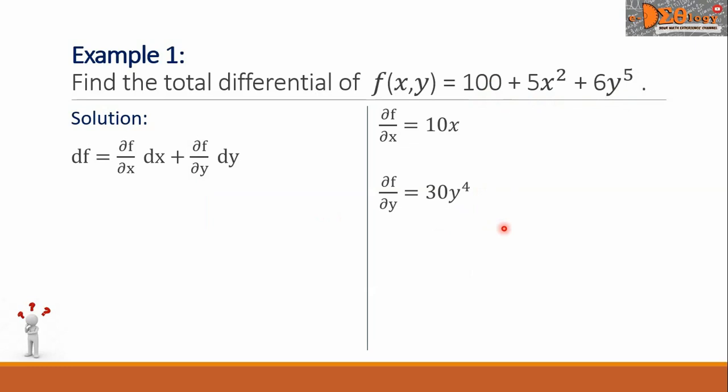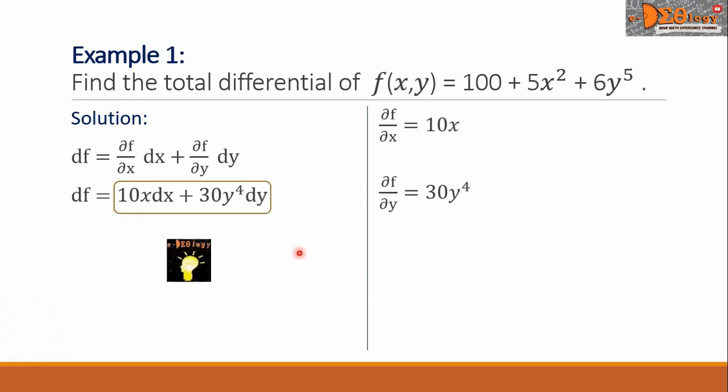Next, let us do the substitution respectively. So the df or the total differential equals 10x dx plus 30y raised to 4 dy. This is the final answer.